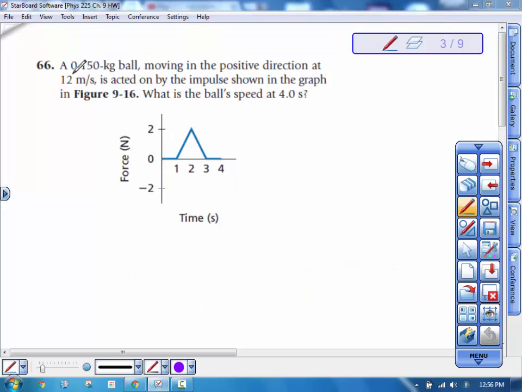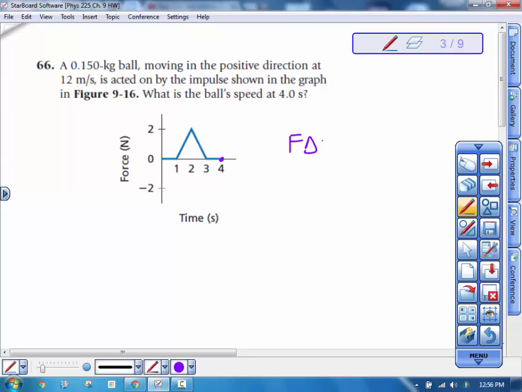Okay, next question says a 0.150 kilogram ball moving in a positive direction at 12 meters per second is acted on by an impulse shown in the graph. What is the ball's speed at 4 seconds? To know the ball's speed at 4 seconds, we need to look at the units on this graph.